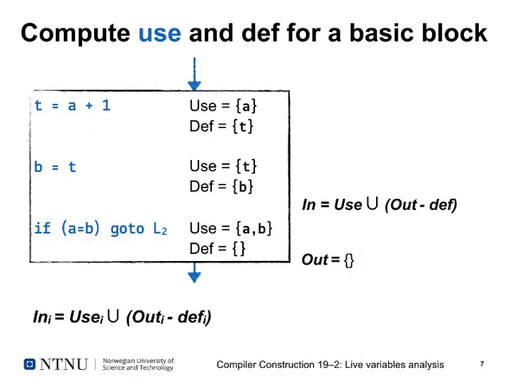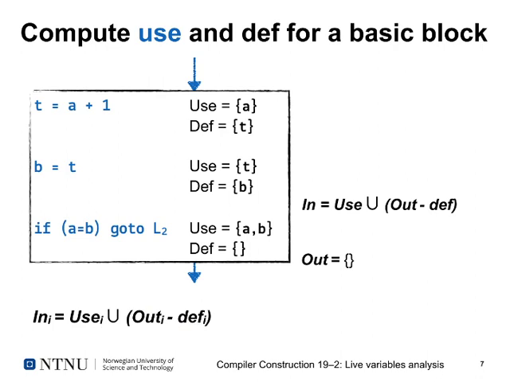And we have our formula here again, just to be able to construct our sets. So in I for each instruction is the set of variables used in this instruction joined with the out variables minus the defined variables for each instruction.